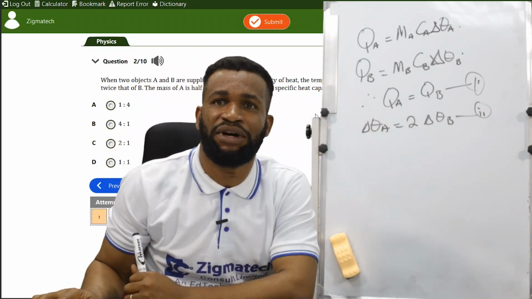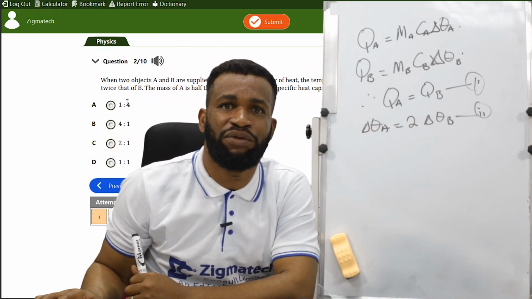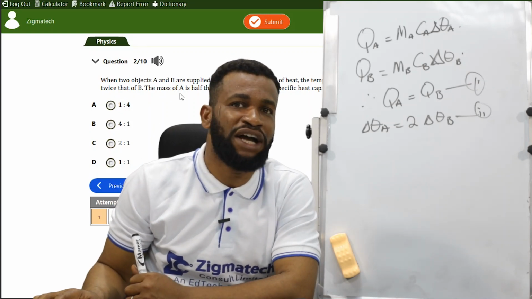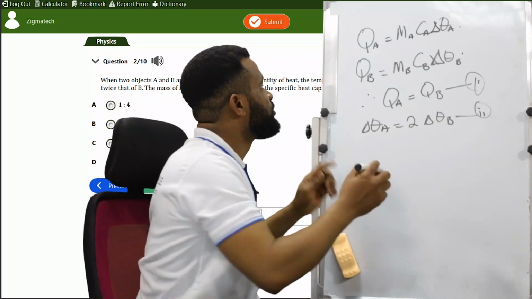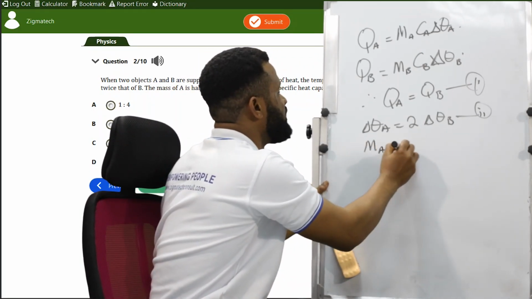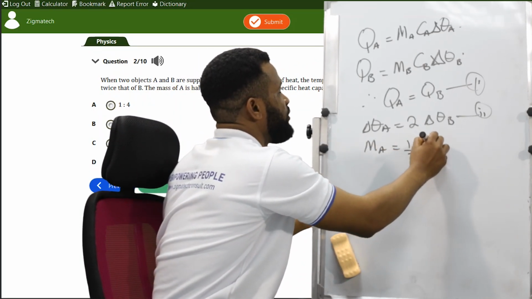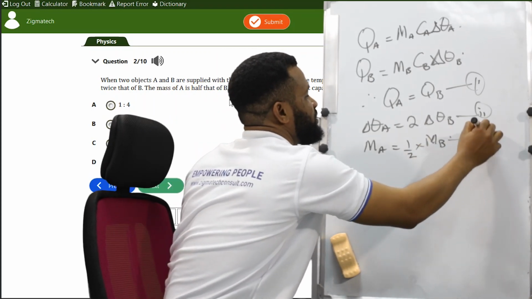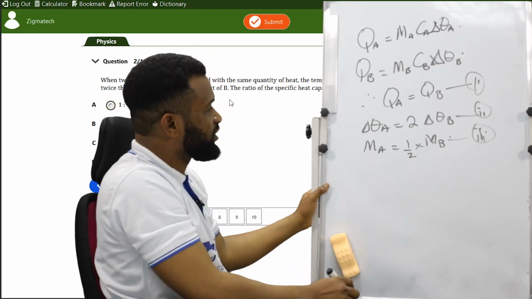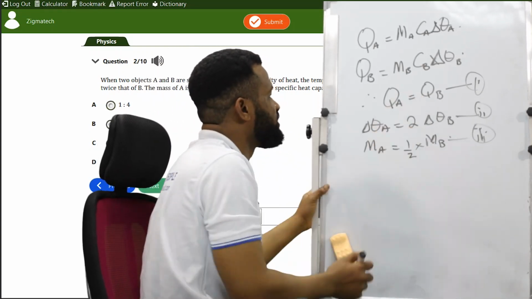One more thing they talked about is the mass. He said that the mass of A is half of B. So the mass of A is half times that of B. So this is another statement which is going to lead us to this. Now let's go back to the first one, which is the key.